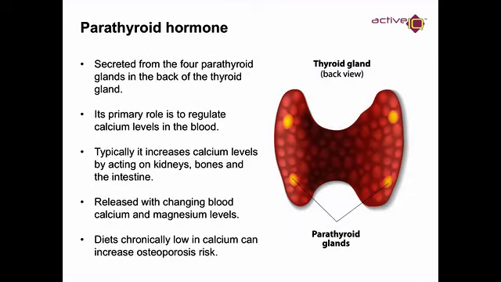Okay, we also have parathyroid hormone, and this is secreted from the 4 parathyroid glands at the back of the thyroid gland. Its primary function is to regulate calcium levels in the blood. And there you go, there's a diagram there of the parathyroid glands. You can see there are 1, 2, 3, and 4. Typically, it increases calcium levels by acting on the kidneys, bones, and intestine. It's released with changing blood calcium and magnesium levels.